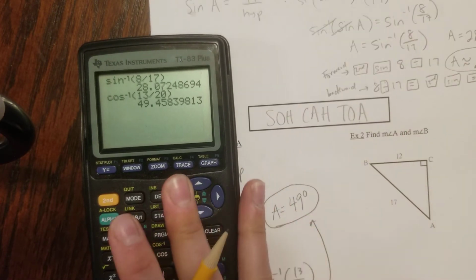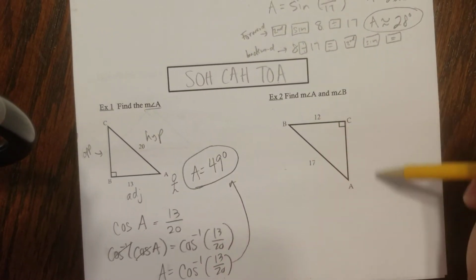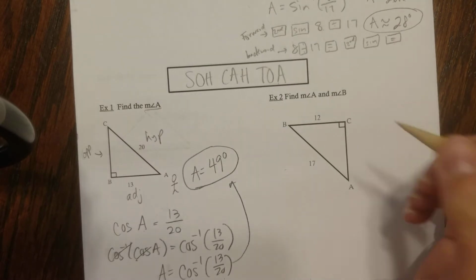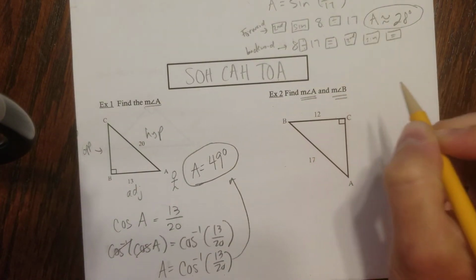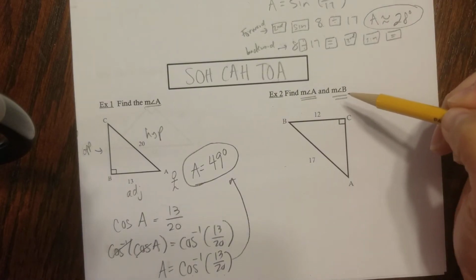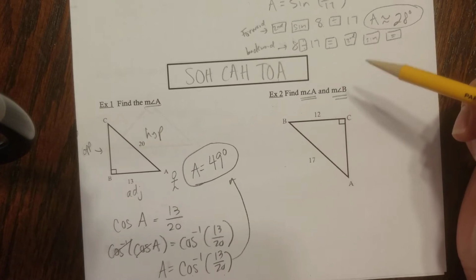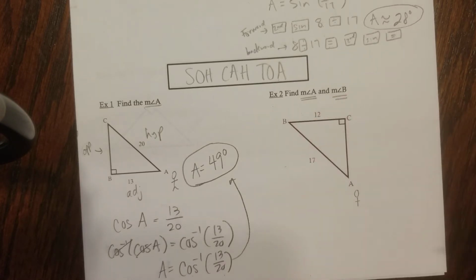All right, next example. I want you to pause the video and take a second and see if you can get this guy figured out. Now, we're going to do two things this time. We're going to find the measure of angle A, and we're going to find the measure of angle B. I want you to use two different trig functions to do that, which means once you set Bob the first time, you're going to have to move Bob for the second time.